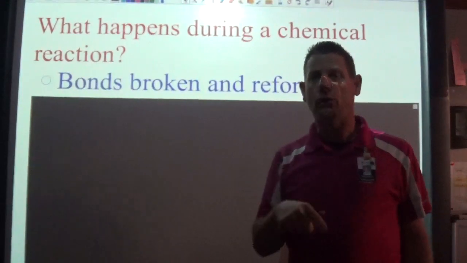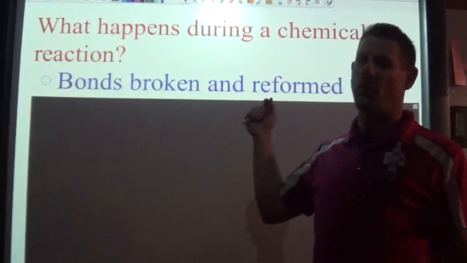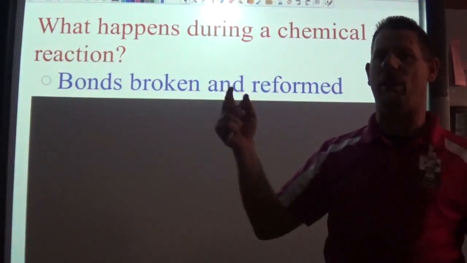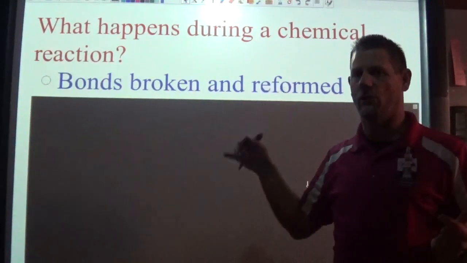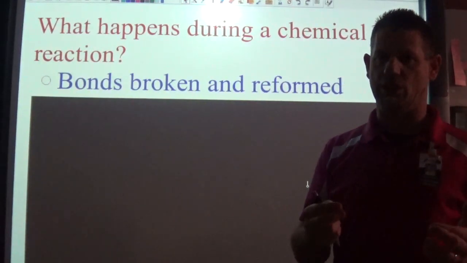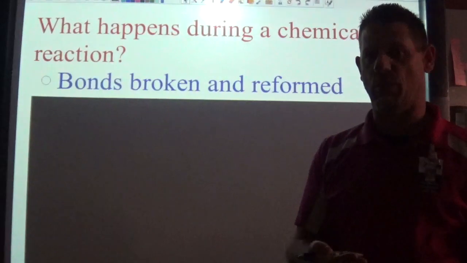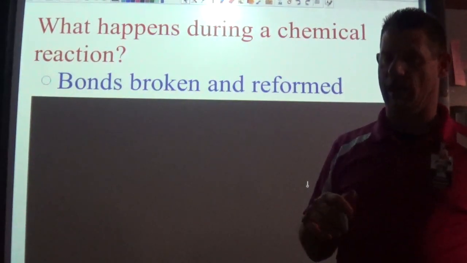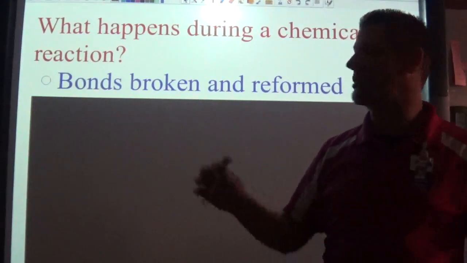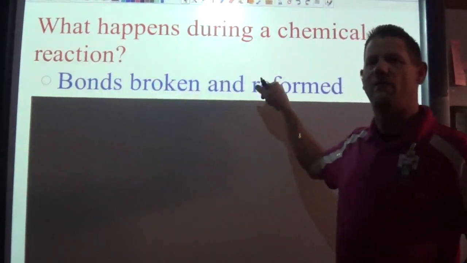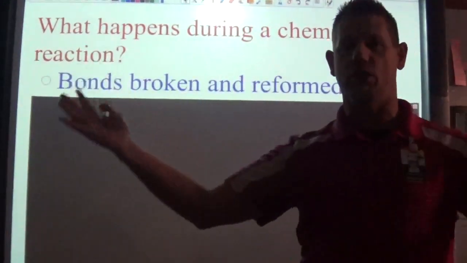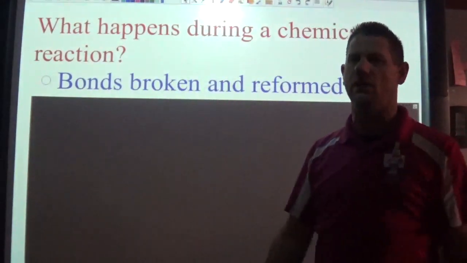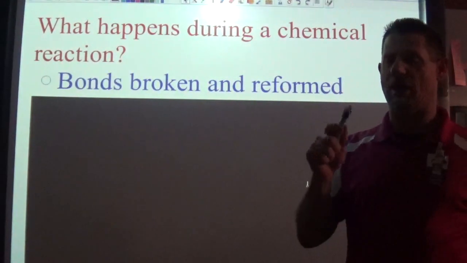In an endothermic process, we have to put a lot more energy in to break bonds, and then the bonds that are being reformed release just a little bit of energy, so it takes more energy to break bonds than it does to reform new ones. In an exothermic reaction, we put a little bit of energy in to start breaking some bonds, but when they form new bonds, there's a lot of energy released that goes out from the system into the surroundings.